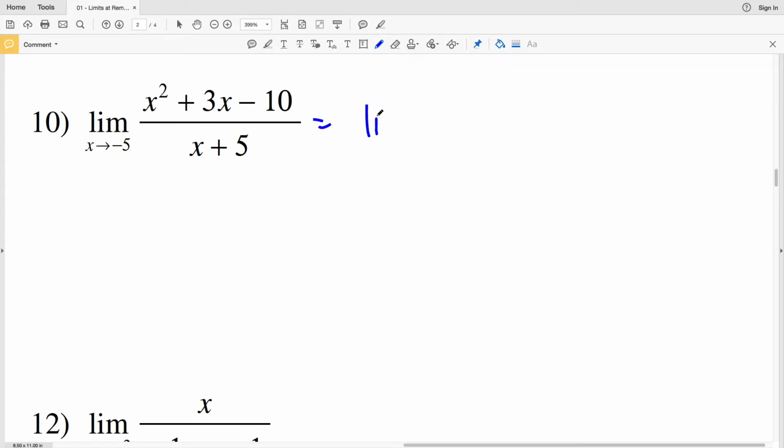So we have the limit of our function as x approaches negative 5. And we have to factor because if we plug negative 5 into the denominator, negative 5 plus 5 will give us 0, and it is possible to factor. So factoring the numerator, x squared plus 3x minus 10, we're going to see what two numbers multiply to give us negative 10 and add to give us a positive 3. And that's going to be positive 5 and negative 2.